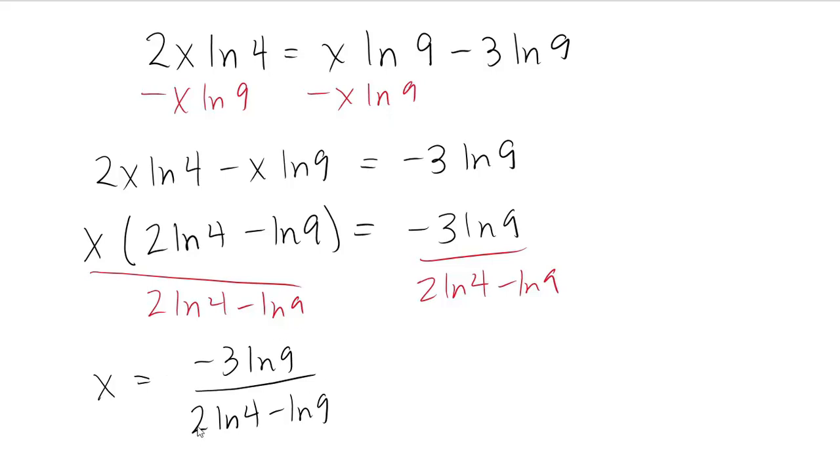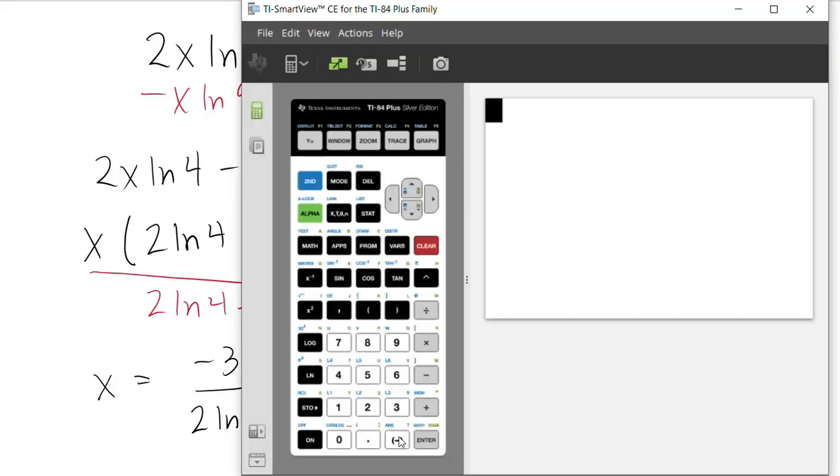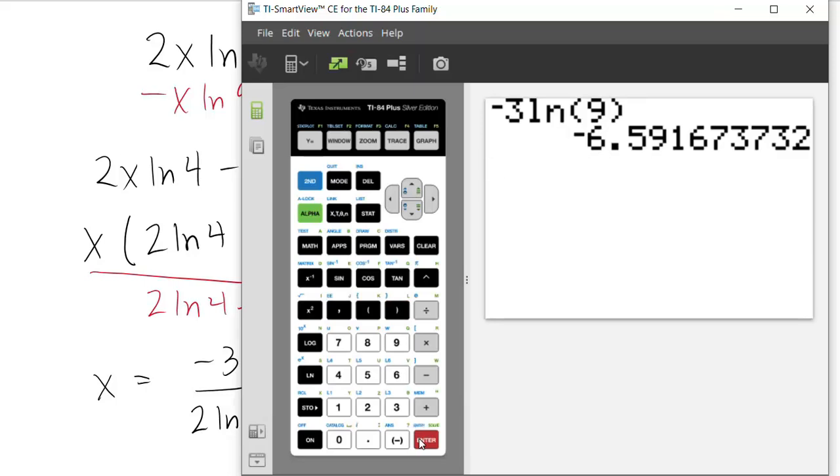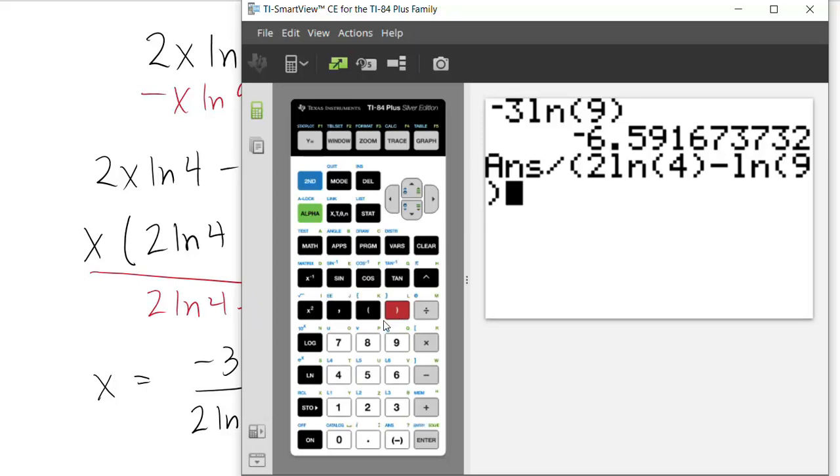It can be simplified. I could bring this 2 in and write this as the natural log of 16 and then consolidate it into a single logarithm, the natural log of 16/9. But I'm going to approximate this. I'm going to do negative 3 times the natural log of 9. And to stay consistent here, I'm just going to hit enter on that numerator, but if you think you can do this all in one line, please do. I'm going to divide that by parentheses 2 natural log of 4, close the parentheses on the natural log of 4, minus the natural log of 9. And I get negative 11.46 if I round this to 2 decimal places.